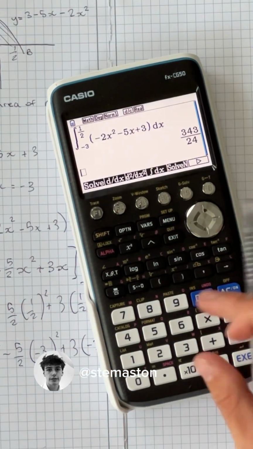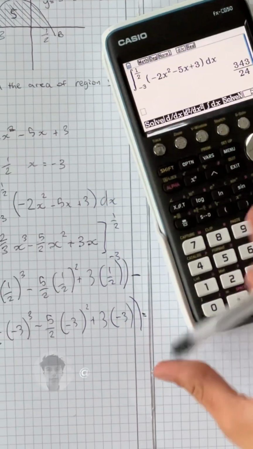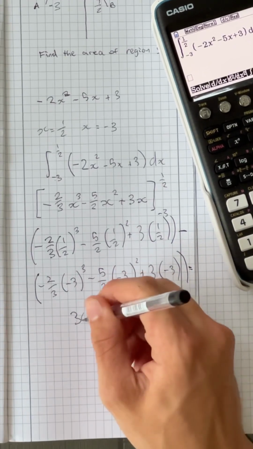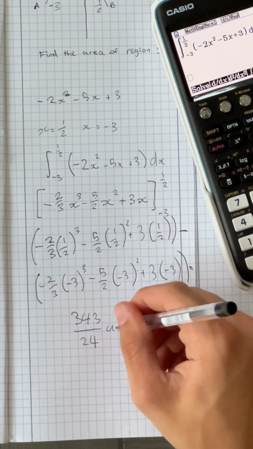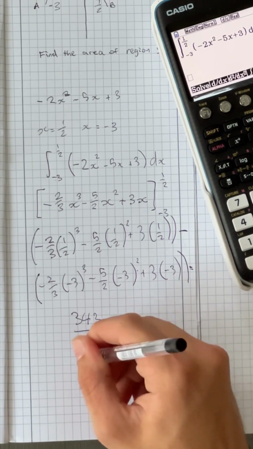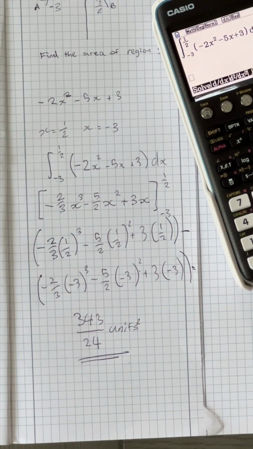Now if we press enter, we're given the complete answer right here, which is 343 over 24 units squared, because remember, we're talking about area.